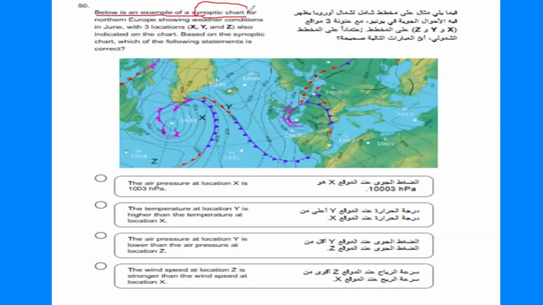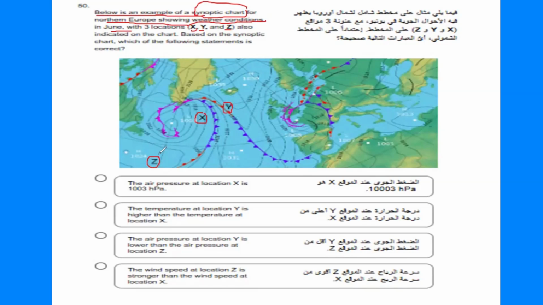Again, as I said, I'll be explaining the synoptic chart in other videos specifically, on how we have to study it. So stay connected. The chart shows the weather condition in Northern Europe. How many locations have been given here? Three locations: X, Y, Z. I'll mark them over here because some numbers are not visible, but I'll be highlighting them, so you don't have to worry about that.